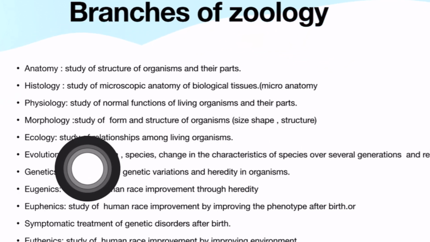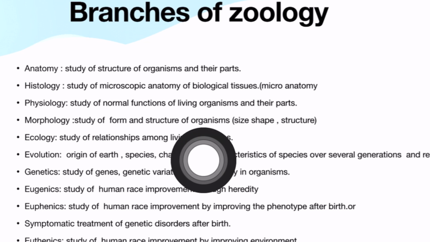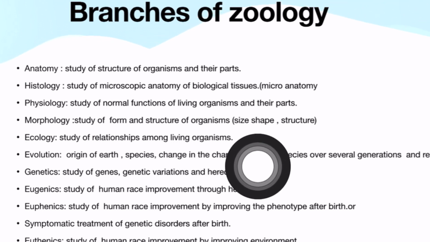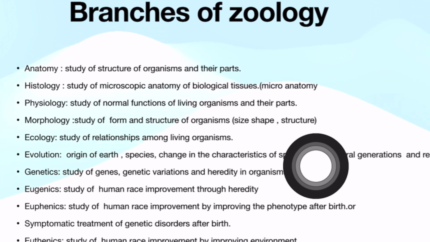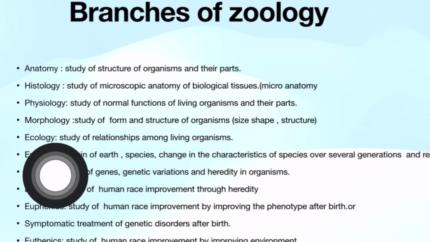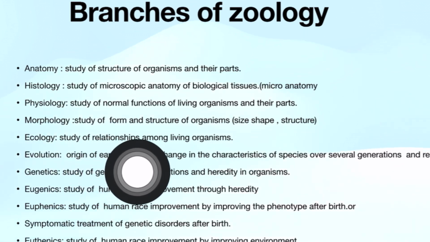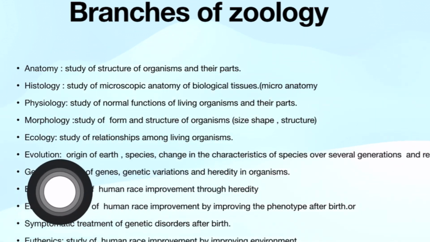Next, morphology: the study of form and structure of organisms. For example, size, shape and structure of different organisms, and how they differ from each other. That branch of zoology is known as morphology. Morphology means the external features of an organism.